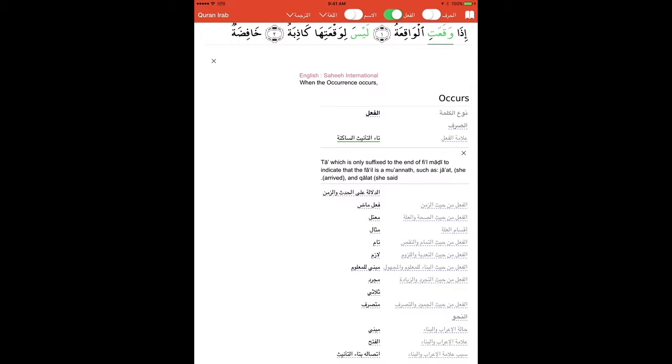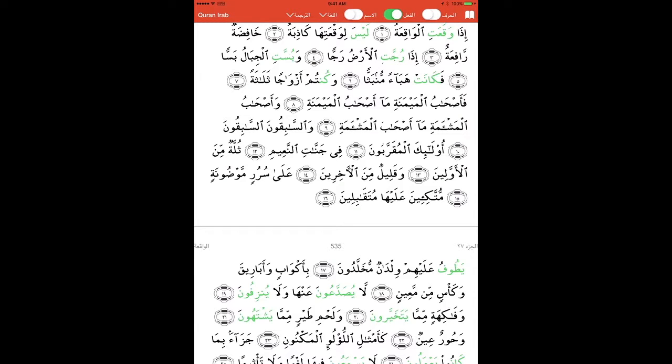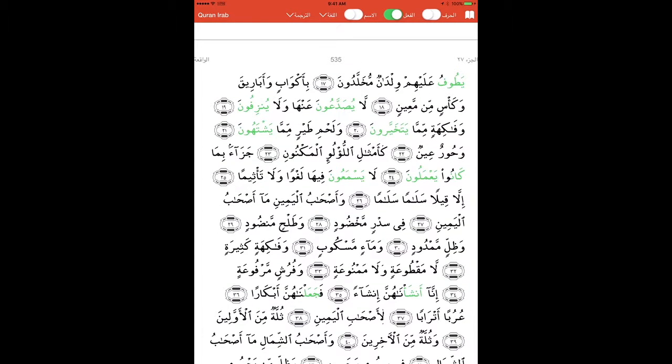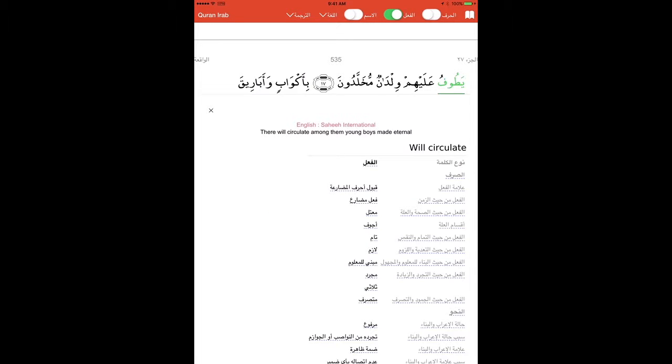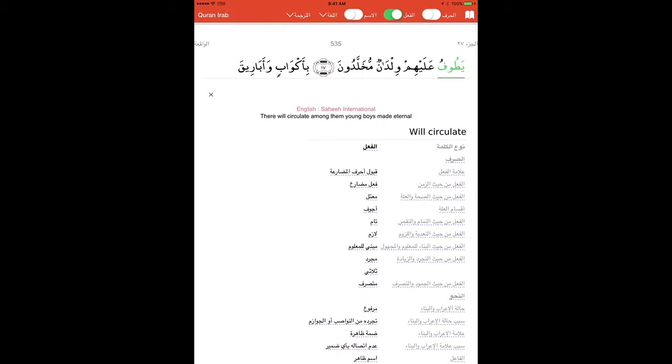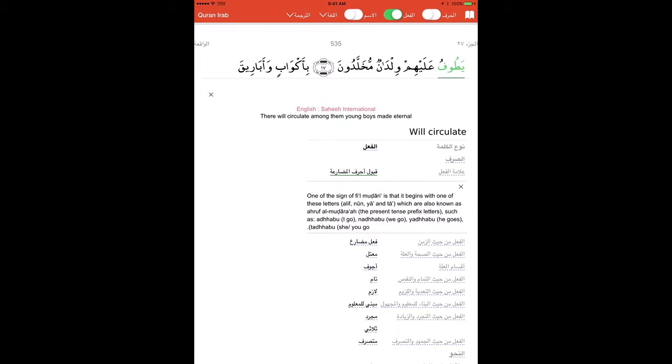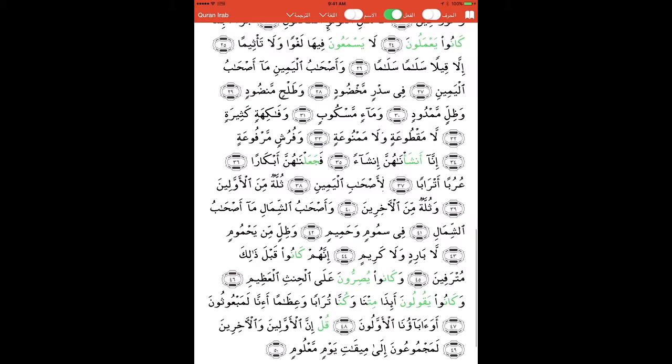You have all the four signs according to Matan al-Ajrumiyyah. But the thing is, those are not the only four signs. You can see on the next page, the first line, يطوف عليهم ولدان مخلدون. يطوف is also a fi'il, but it doesn't have seen, sawfa, qad before it, or it doesn't have ta'nith after it. So what is the sign? You tap on it, you find that Quran Arab has a little bit more explanation, that alamatul fi'il, it accepts huruf al-mudara'ah, which is alif, nun, ya, and ta at the beginning. So one of the signs of a fi'il is that it can accept harf al-mudara'ah, to make it a present tense.